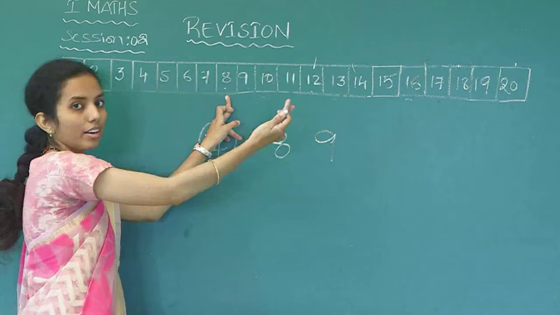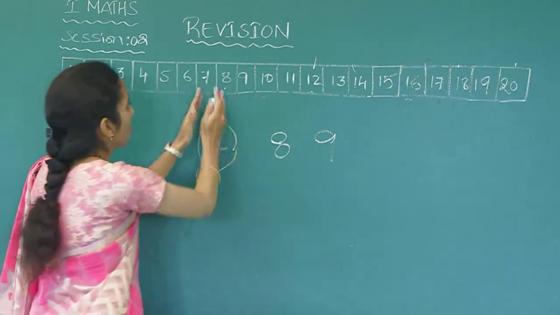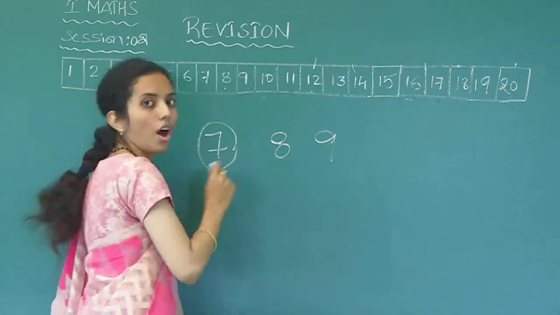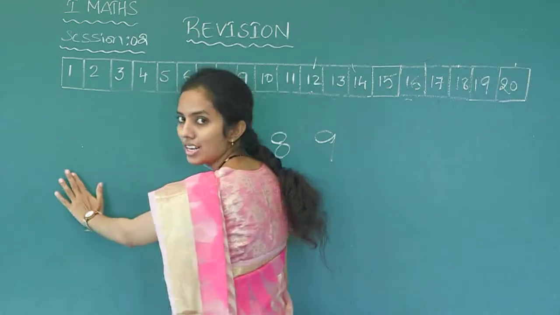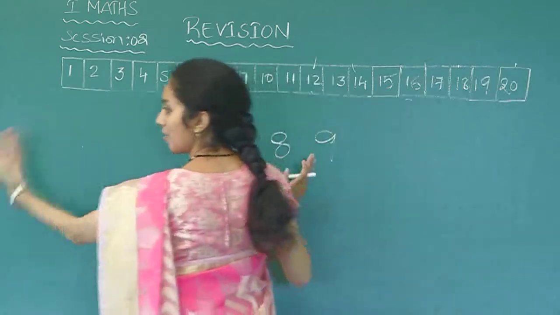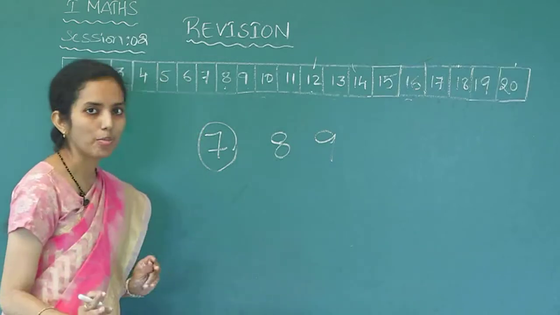Before or after? Before 8, 7 is there. So all the numbers which come before or which are very close to 0 are called smaller numbers. That is the left hand side number. Whatever the number is given which are on the left side very close to 0 are smaller numbers.